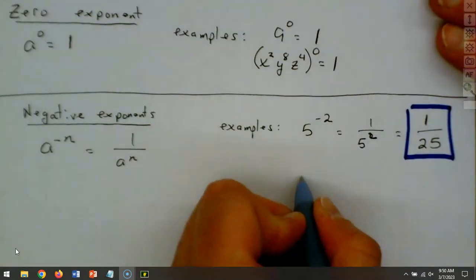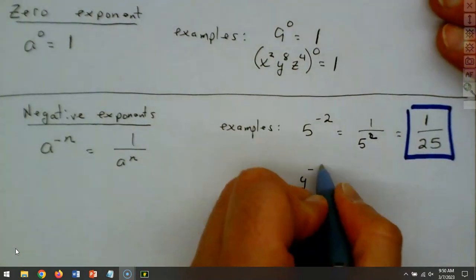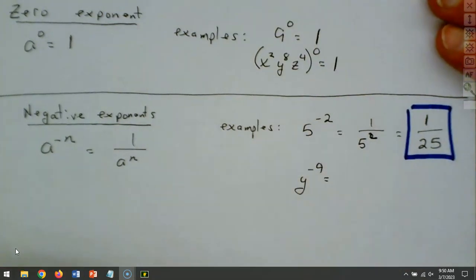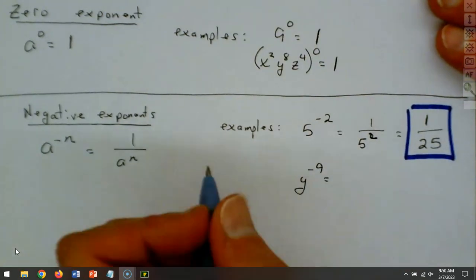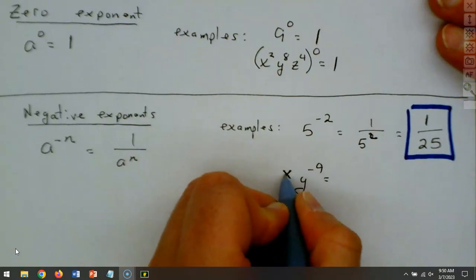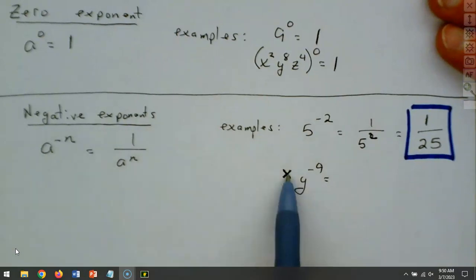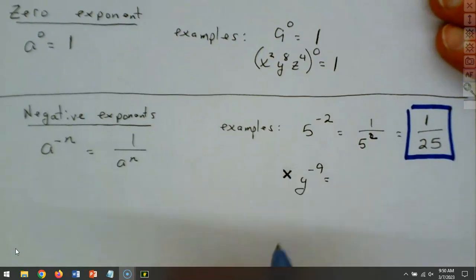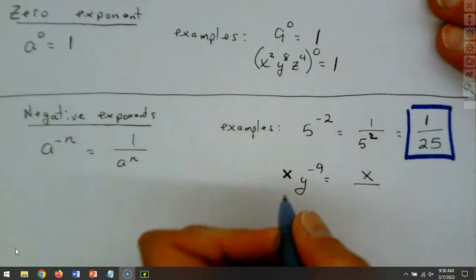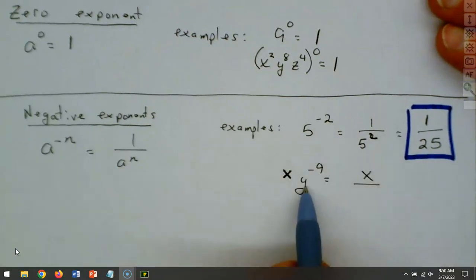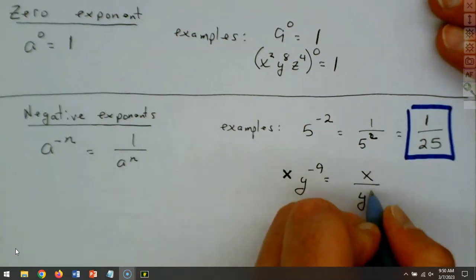Let's do another one. What about y to the negative 9th power? Well, let's put an x in front, just so we illustrate this fact. Okay, so let's say we have x, y to the negative 9th. Now, that x does not have a negative exponent, so it stays on the top. But what about y? Y is to the negative 9th power, so that becomes y to the 9th.